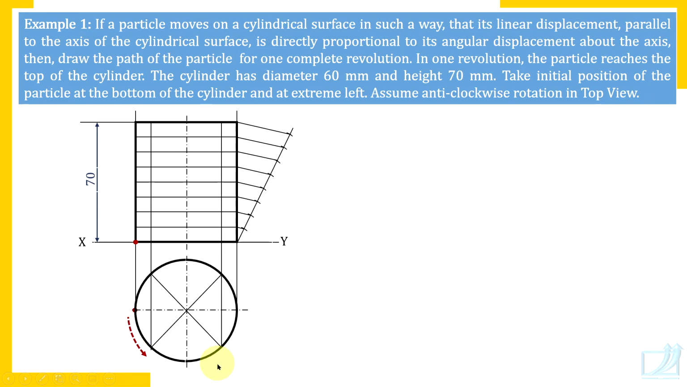So why it is very important? Try to understand. There is a cylinder and this is front side. So first half of the revolution will be visible because it is on the front side, and next half of the revolution is hidden. So take care of that. So let's check how to mark the intermediate points.